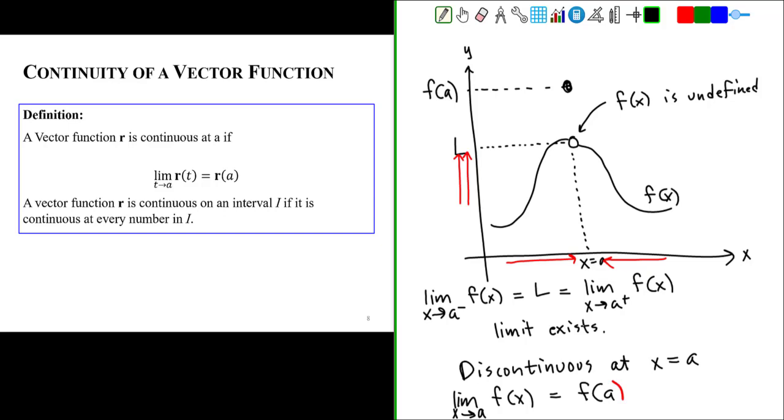In this situation, the value of our function at that point is different than the value of the limit. Since the value of our function at that point is different than the value of the limit, we would say that our function is discontinuous at x equals a.